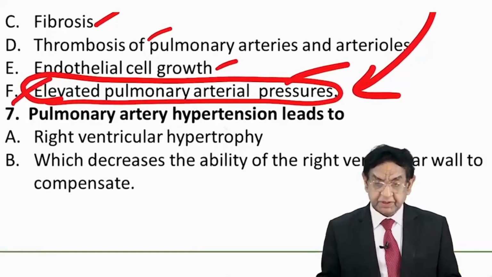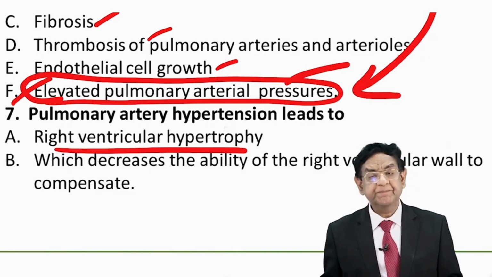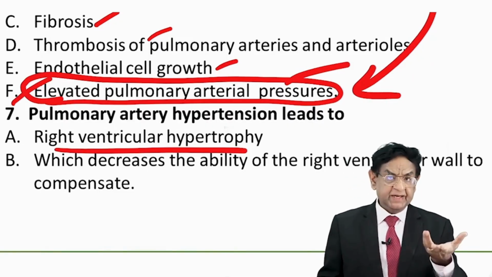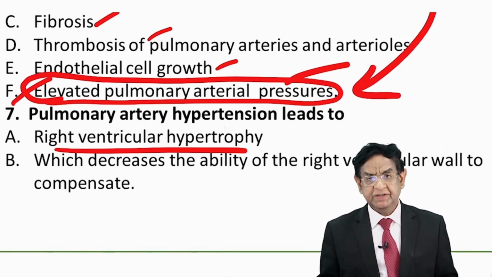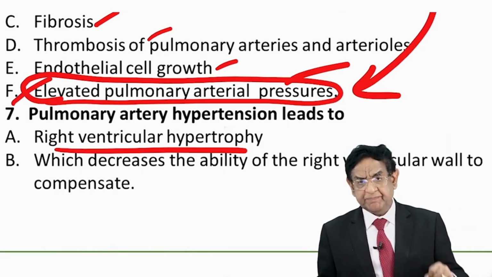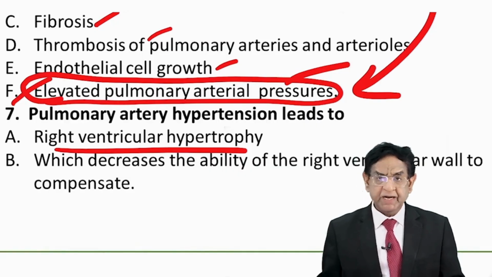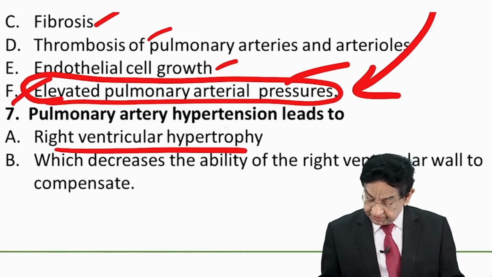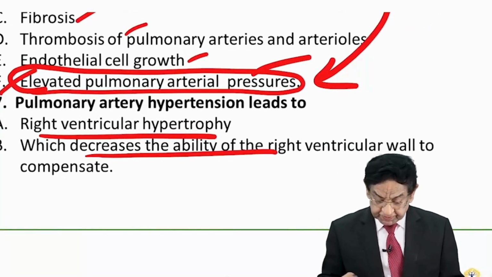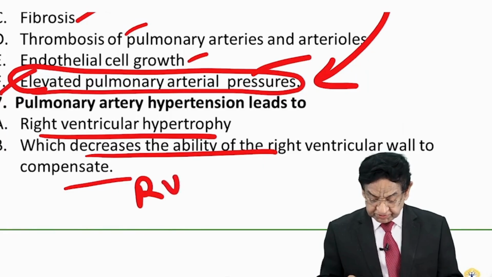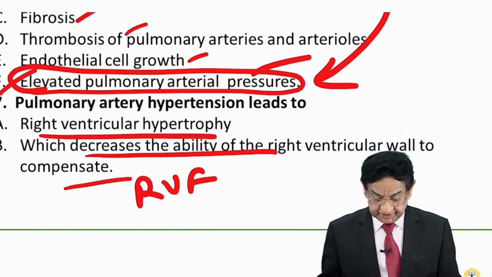So now PAH has occurred, that leads to what? Right ventricular hypertrophy, the way left ventricular hypertrophy occurs in systemic hypertension. Here the right ventricular hypertrophy occurs in pulmonary arterial hypertension. Ultimately, later on it leads to right ventricular failure also. First is the hypertrophy, later is the failure.